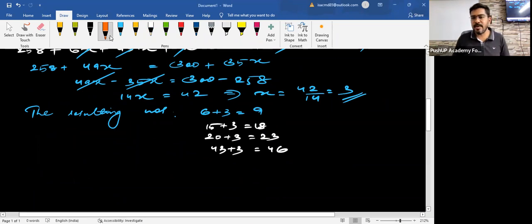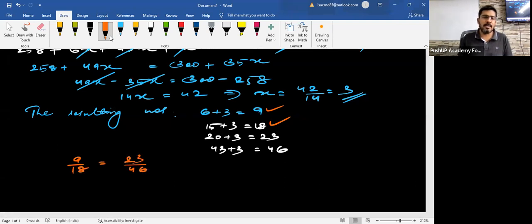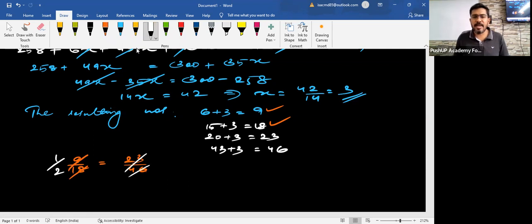Children, if you want to still verify the answer, you can verify. The first number to the second number, 9 upon 18. The third number to the fourth number, 23 upon 46. What is 9 by 18? It is 1 by 2, right? And what is 23 by 46? That is also 1 by 2. Are both the ratios equal? Yes, both the ratios are equal and hence they are in proportion. All right. Understand the logic, children. They may ask you similar question with some different values.